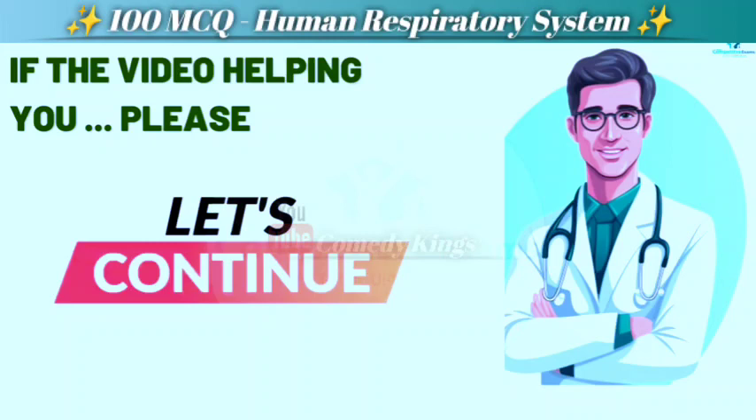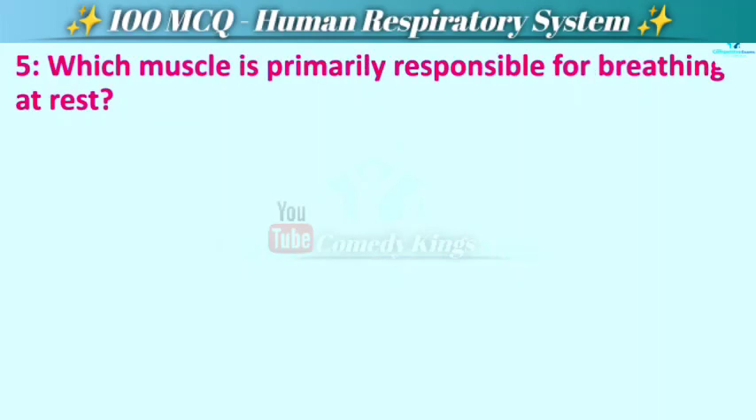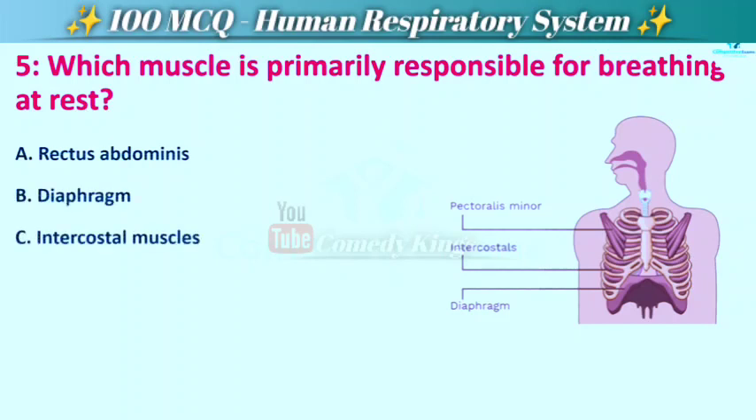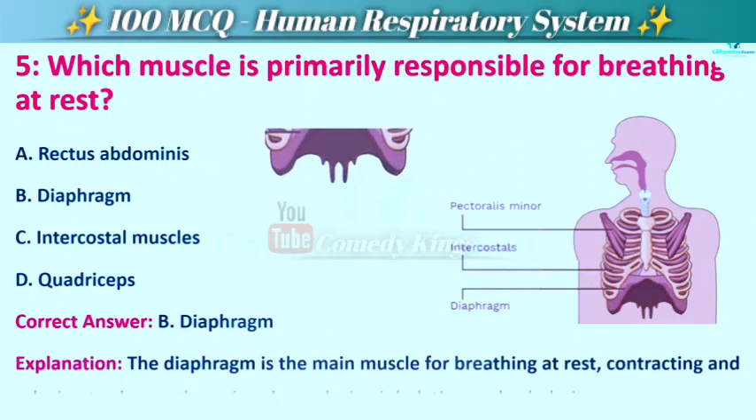Let's continue. Question number 5. Which muscle is primarily responsible for breathing at rest? Your options are rectus abdominis, diaphragm, intercostal muscles, or quadriceps. The correct answer is B, that is diaphragm.